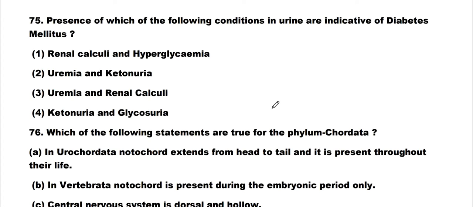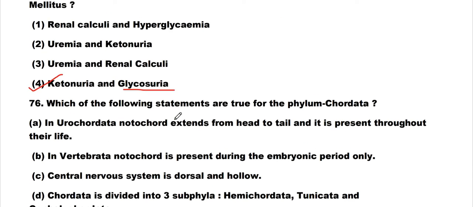Next, presence of which of the following conditions in urine is indicative of diabetes mellitus? So diabetes mellitus is a hyperglycemic condition. This is possible if there are ketone bodies in the urine along with glucose. This is called glycosuria and ketonuria. So straight away the answer is 4 for this.